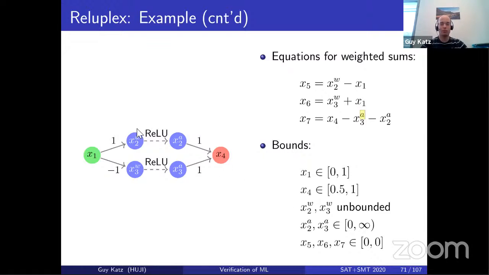x2w and x3w, right? So these two are unbounded. Weighted sums can be positive or negative. We don't care. And the activation results, x2a and x3a, we know they're non-negative. This is by definition of a ReLU, right? The output of a ReLU can never be negative. And the auxiliary variables 5, 6, and 7, sorry, are just 0, same as before.